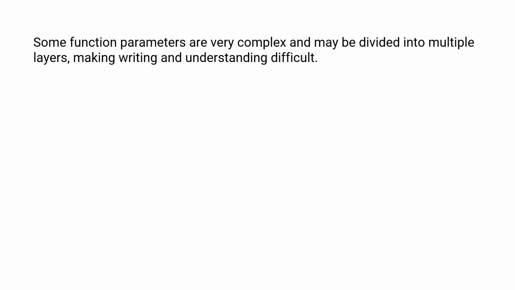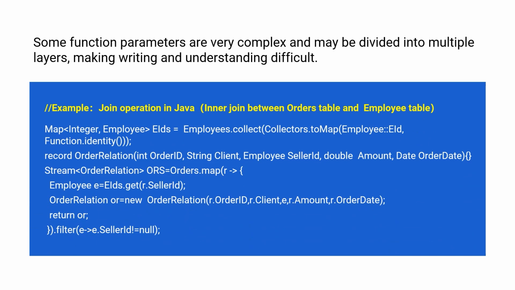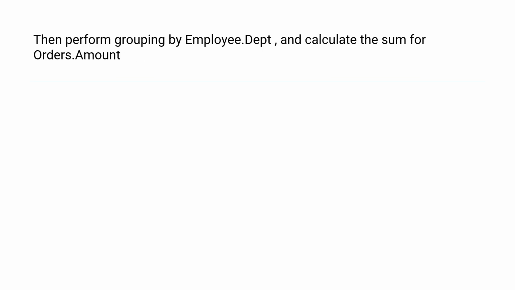Some functions have complex parameters and may be divided into layers. Conventional programming languages do not have a specific syntax for this, and can only generate multi-layer structured data objects before passing them in, which is very cumbersome. For example, the example seen here uses Java for join operations to do an inner join between the orders and employee tables. It can be seen that, when implementing join calculations, it is necessary to pass multiple layers and segments of parameters to the map, and it is difficult to read, let alone write.